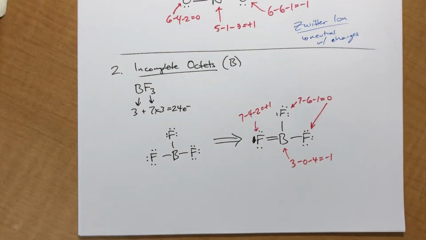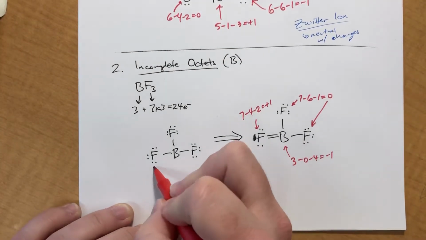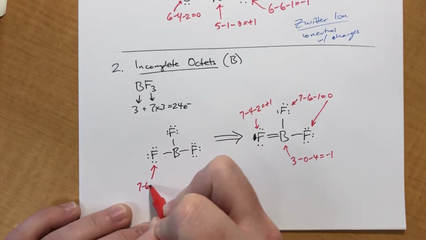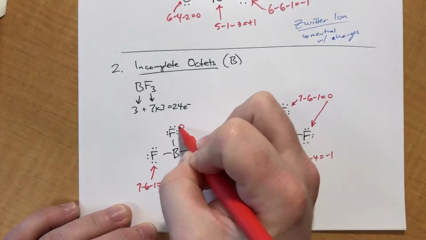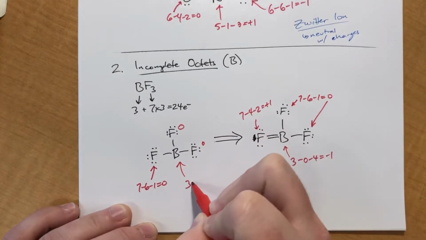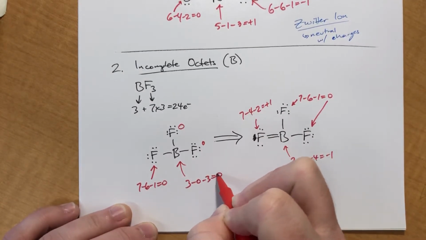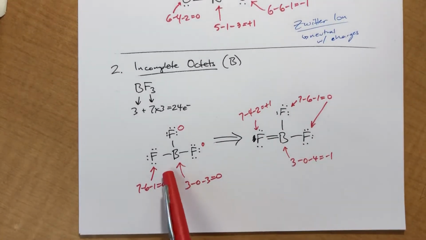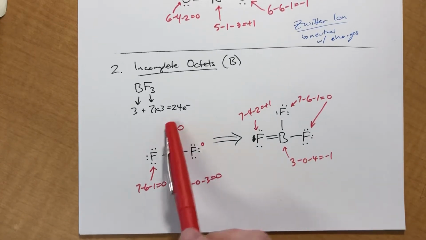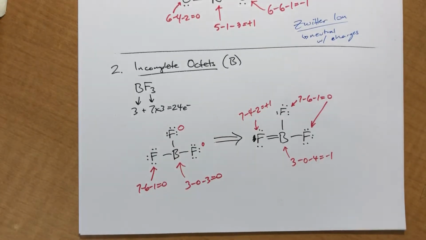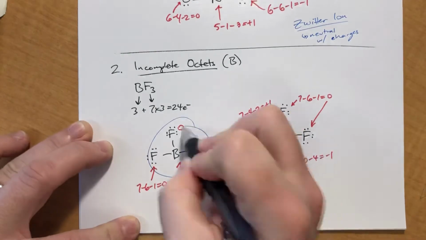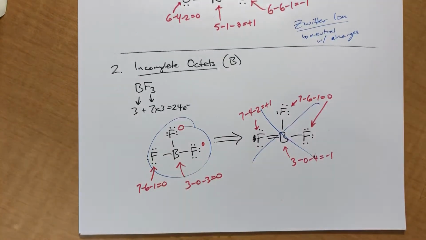But it turns out that this is the right answer, because this is 7 minus 6 minus 1, which is 0, this is 0, this is 0, and this is 3 minus 0 minus 3, which is 0. So despite not having an octet, this gives everything 0 charges. So this is the right answer, and that one's wrong.